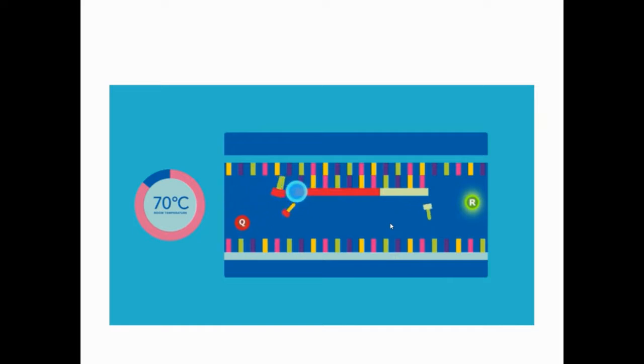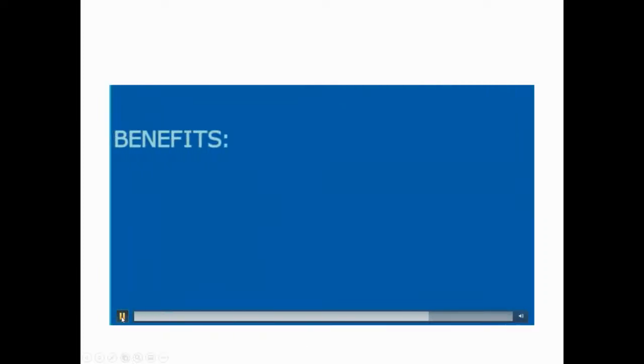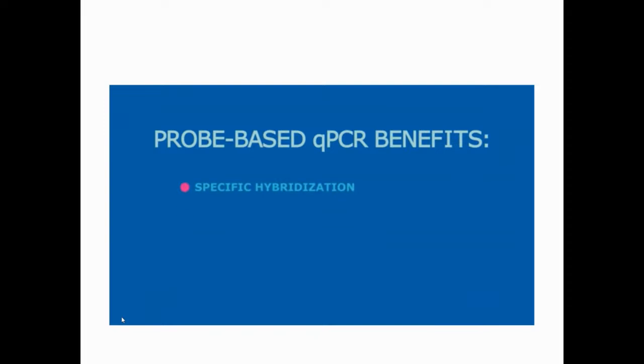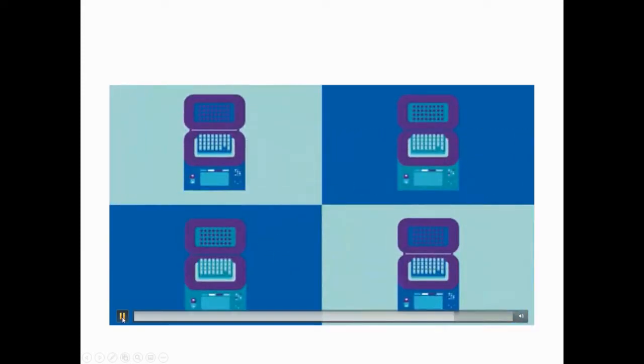The intensity of the fluorescence generated by the reporter molecule above background level, the Cq value, is measured and used to quantitate the amount of newly generated double-stranded DNA strands. After repeating the denaturation, annealing, and extension cycles approximately 35 to 40 times, you are ready to begin analysis. The Cq values can be used to quantitate starting amounts of DNA, establish a standard curve for gene expression studies, or other analysis. Probe-based qPCR is a great option for specific hybridization, no false positives, and amplification of two distinct sequences in one reaction tube. Instrument compatibility is critical. So that's the probe-based qPCR.